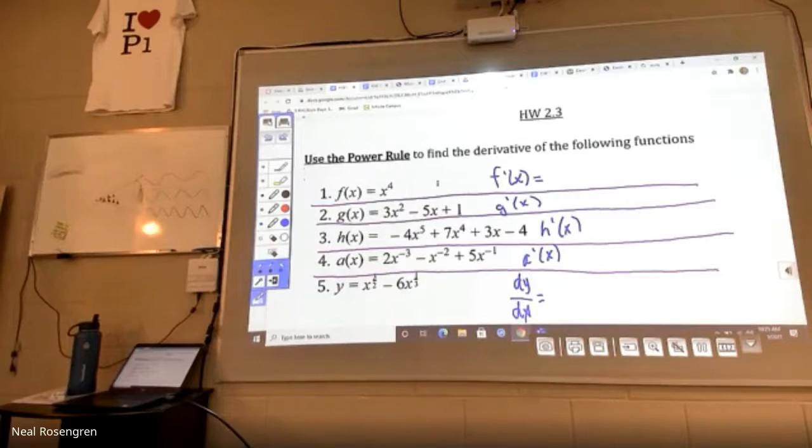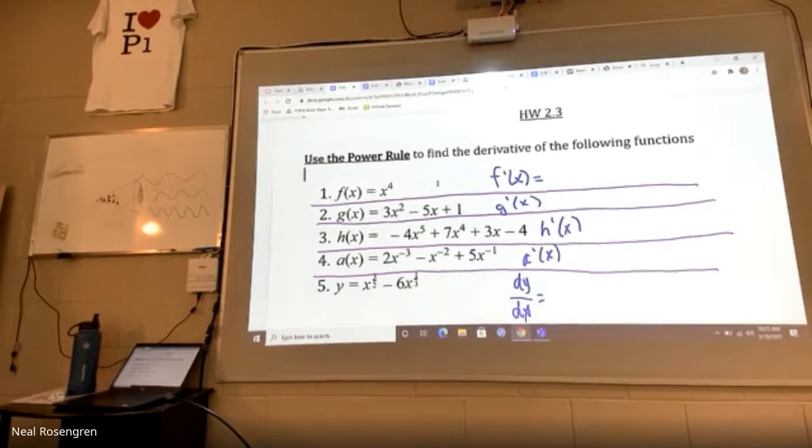And just use a power law. Take the exponent, drop it in front, multiply it by whatever the coefficient is, and decrease the exponent by 1. And just go one term at a time. That's what's so nice about these functions written this way. If it's just term by term by term, that's how I can do my derivative. Not all at once, but one little piece at a time.